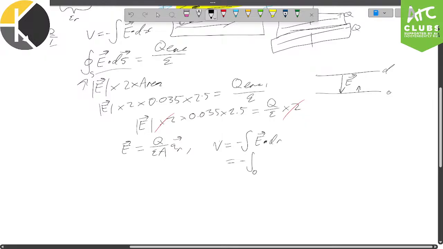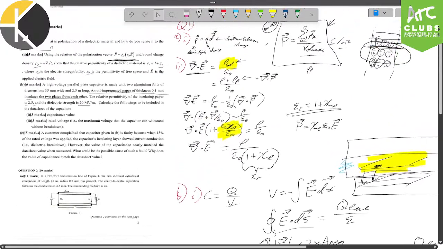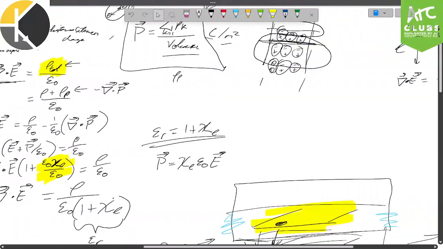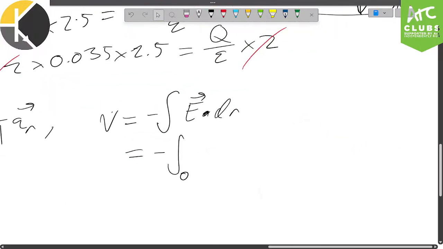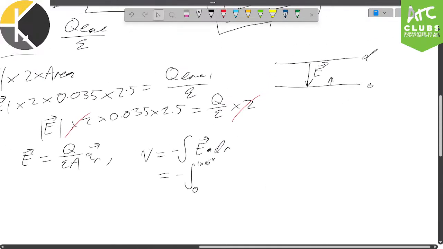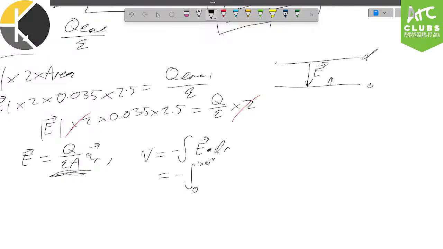I can do the integral from 0 to, what is my depth? The depth is 0.1 millimeters, I believe. Yes, so I can say 1 times 10 to the minus 4. Mind you, I've said that my electric field strength is constant and in the downward direction, given by a_r. However, I'm dot producting with dr, which I've taken to be going upwards. So I can take another negative inside here, and say my electric field dot dr is just going to be Q on epsilon A dr.